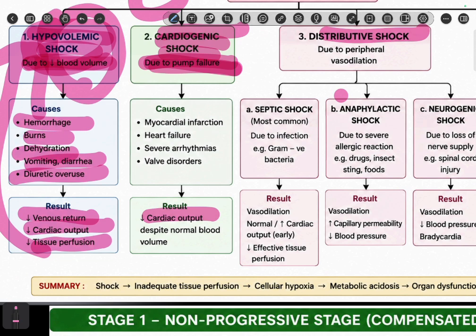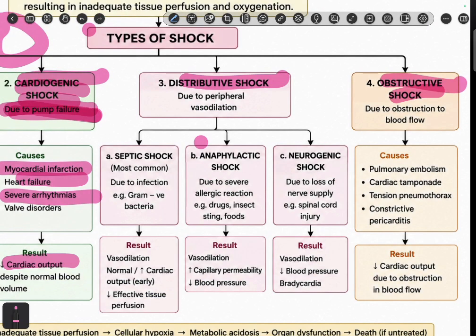Now, common causes: myocardial infarction, heart failure, severe arrhythmias, or valve disorders. Maybe severe mitral regurgitation or aortic stenosis. What if the body has enough blood, the heart is pumping properly, but still the organs are not getting enough blood supply? This happens because the blood vessels become excessively dilated, causing blood pressure to fall dangerously low. This condition is called distributive shock.